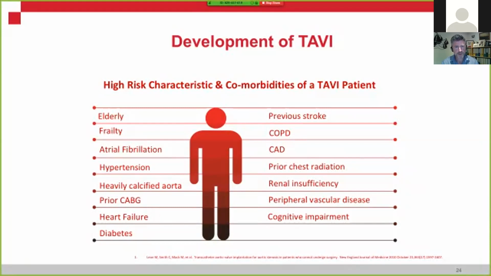So for a lot of these patients, we're now thinking that TAVI is an option, rather than necessarily just condemning them to what is obviously an incredibly poor prognosis without intervention, as we saw earlier.